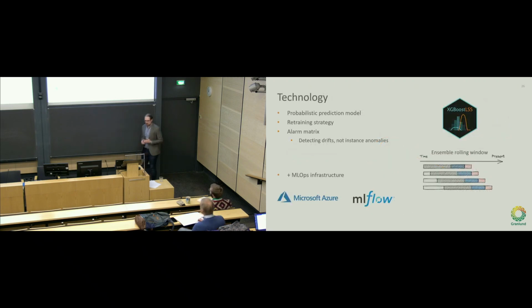Then how does this work? So we use this XGBoost LSS, a version of XGBoost which has location, scale and shape, so it basically predicts distribution. It can predict almost any distribution, so you get not only a point prediction, but the distribution of it. And that's important to know the threshold, because it's very dynamic.